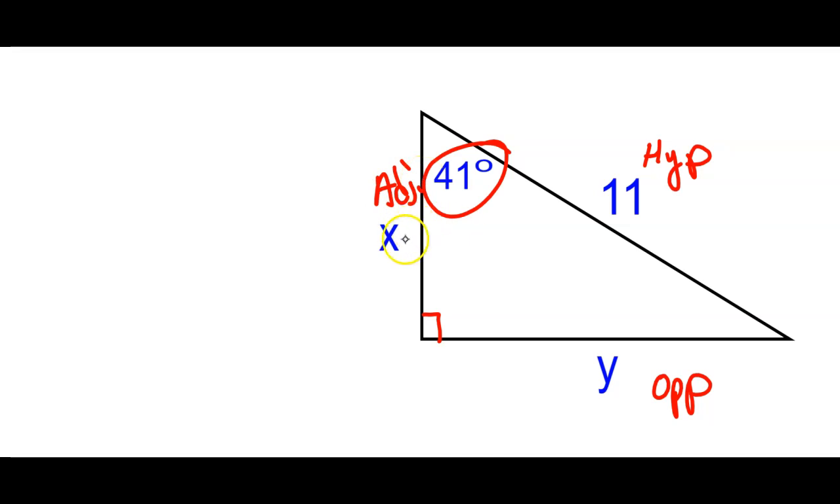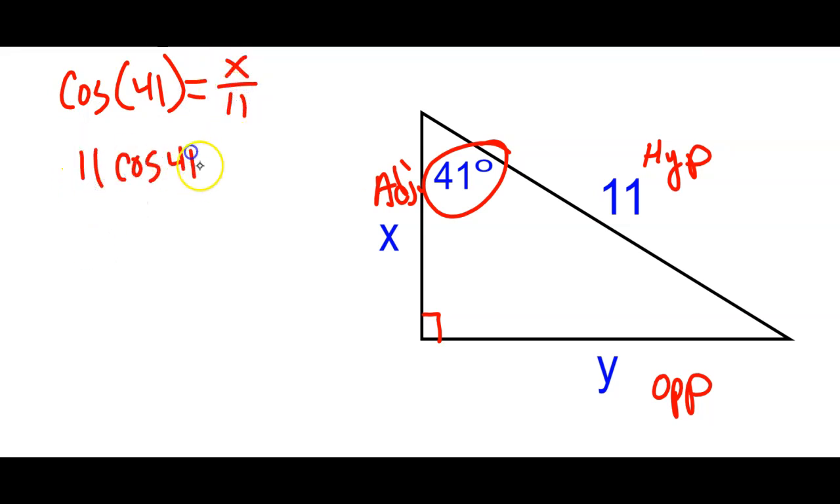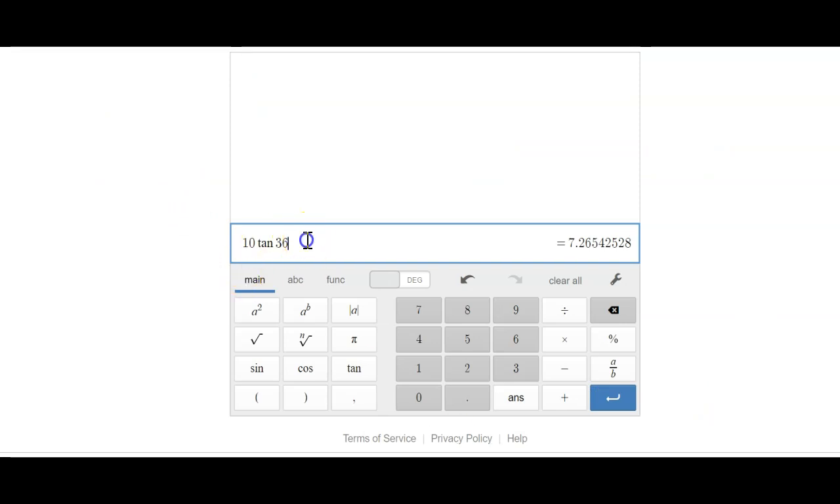So I want to know what x is. I know the hypotenuse. I want to know the adjacent. The only one dealing with adjacent and hypotenuse is cosine. So the cosine of 41 is equal to the adjacent side over the hypotenuse. So 11 cosine 41 is going to equal x, which is 8.3.